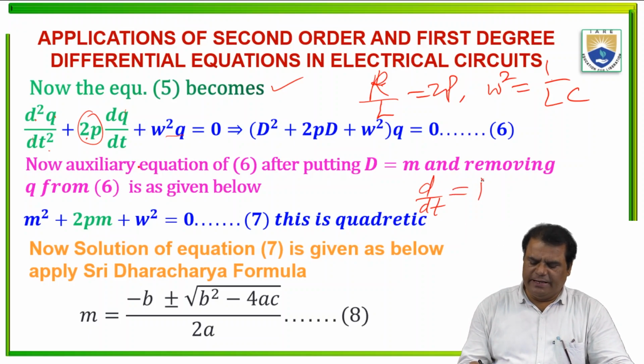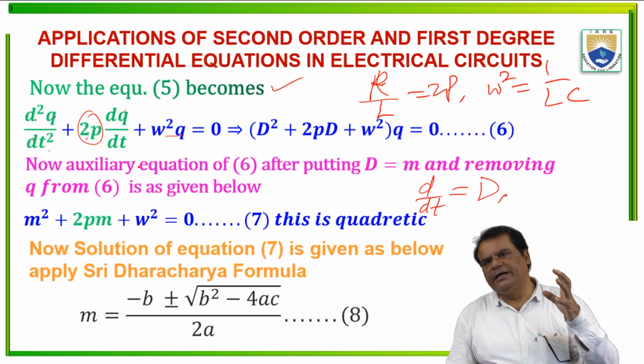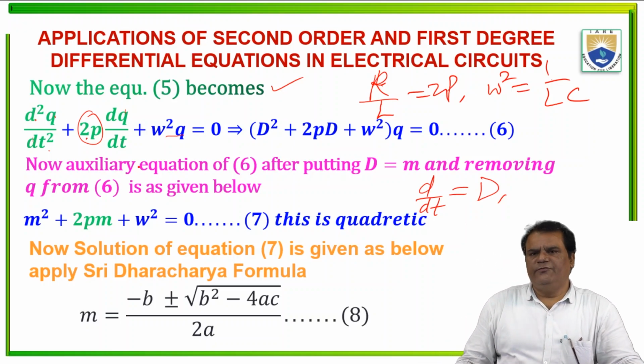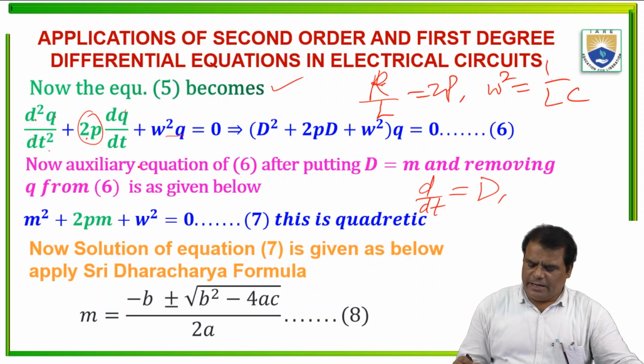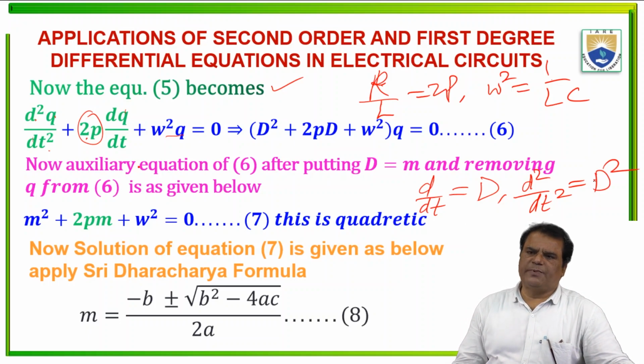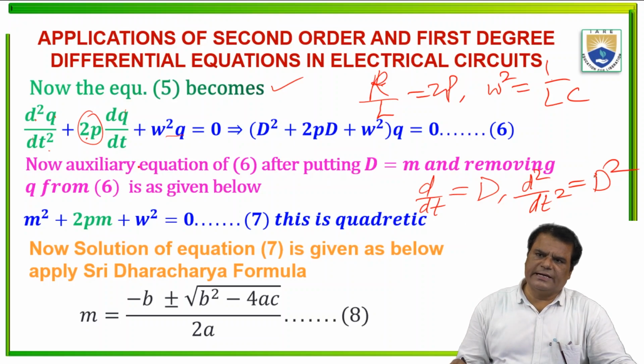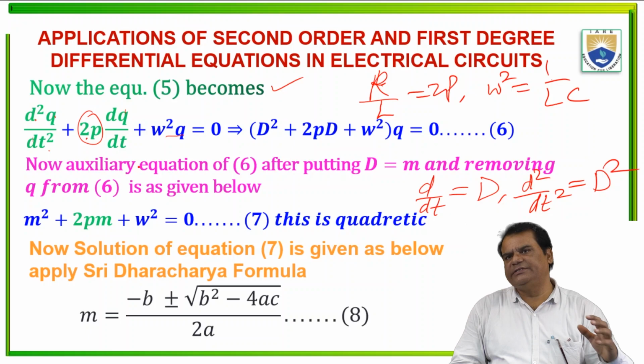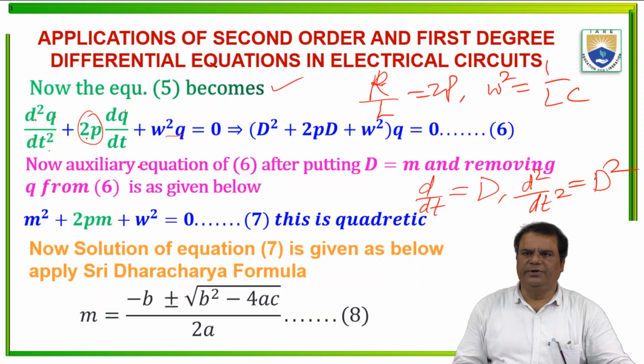is represented by capital D. Capital D is the differential operator with respect to T. And d2 over dt2 is D square. This is the second order differential with respect to T, so this is known as a second order differential operator with respect to T.